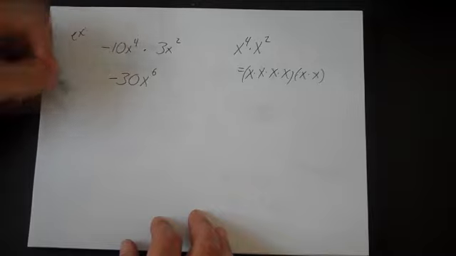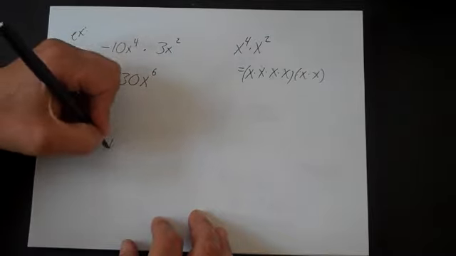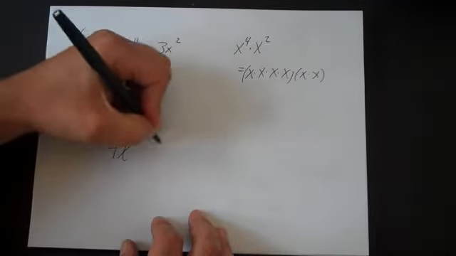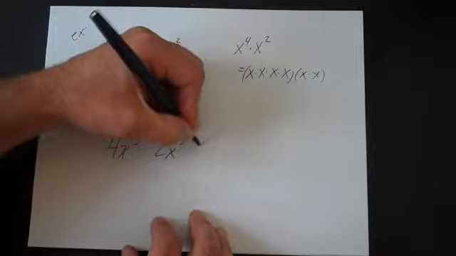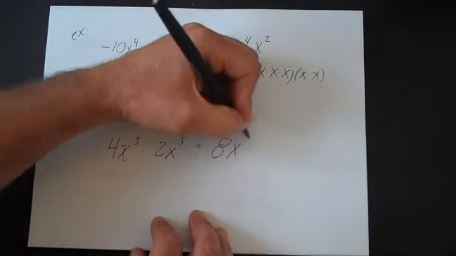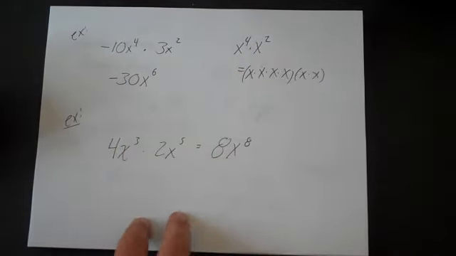We can just do one more example. Let's say you had 4x to the third times 2x to the fifth. 4 times 2 is 8. x to the third times x to the fifth is x to the eighth. You just add the powers.